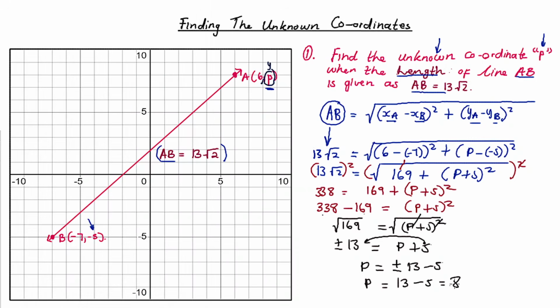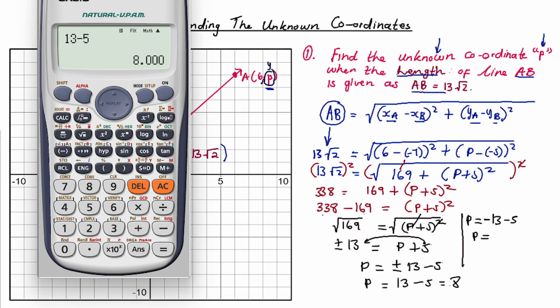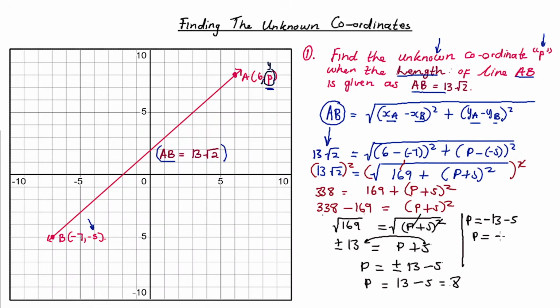Remember this 8 from the first two examples. Yes, it's coming back again. P is equal to 13 minus 5, and for this case I have two p values. So here it's minus 13 minus 5. I'm getting a minus 18 as my p value. So this p value, it's not relevant. We are going with this one, right?